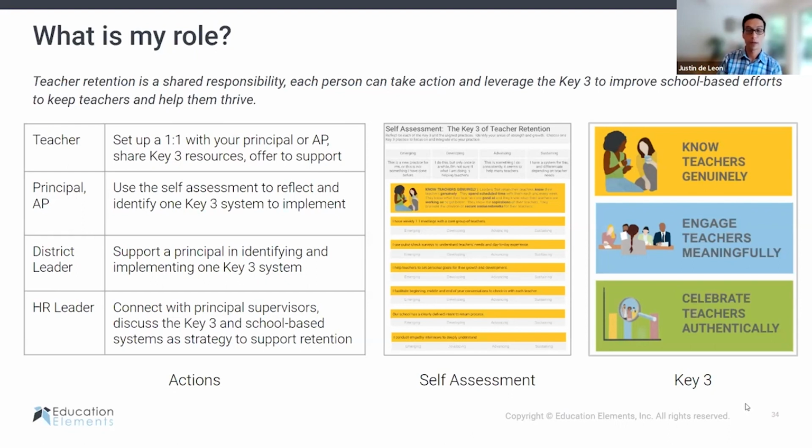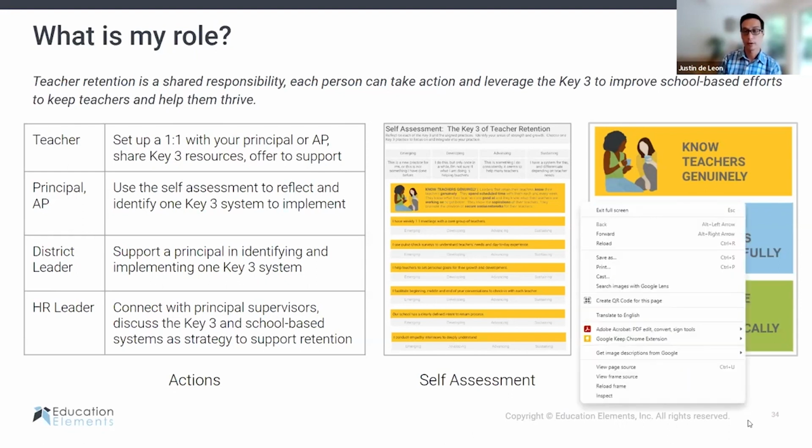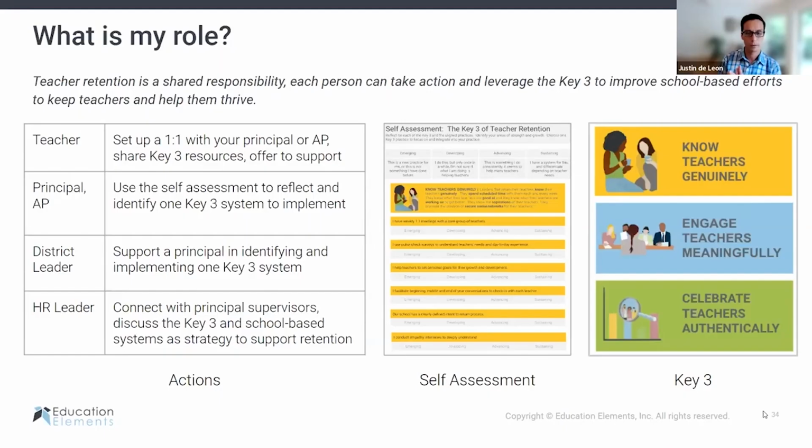Really think about your principals. Maybe you can identify trends, right? Or you're sitting with a principal and having them identify one specific thing.